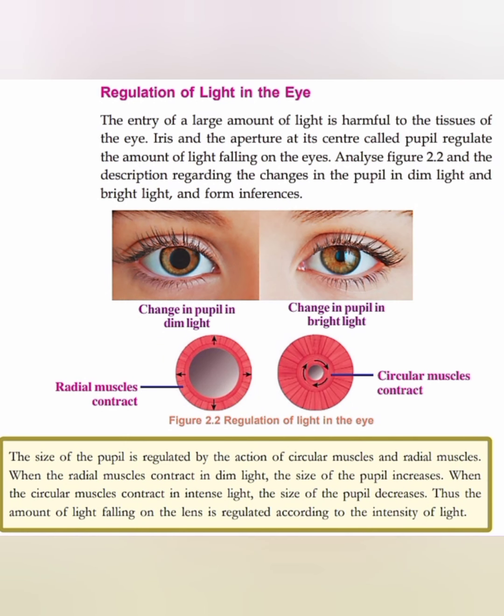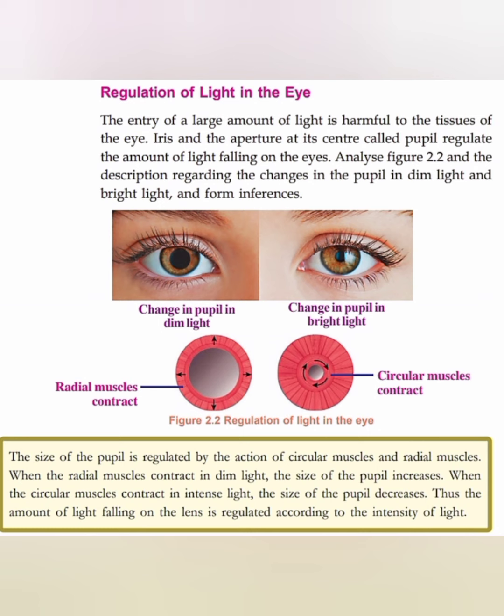Now we can study how the regulation of light in our eye takes place. The entry of a large amount of light is very harmful to the tissues of the eye. Can you imagine a high beam of light falling onto your eye? You will get distracted, isn't it? The regulation of light in our eye must be a very essential thing. Our iris and the aperture at its center, what is its name? Pupil. So the iris and pupil regulate the amount of light falling on the eyes.